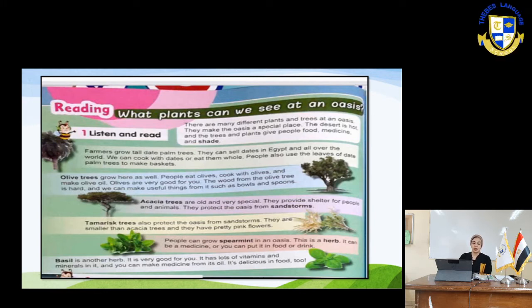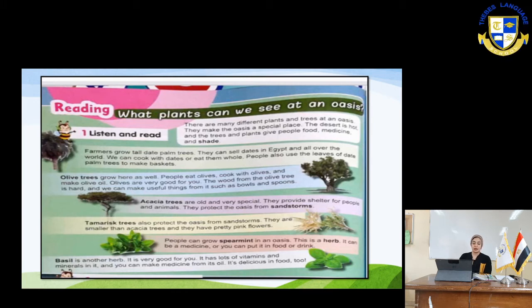Olive trees grow here as well. People eat olives, cook with olives, and make olive oil. Olives are very good for you. The wood from the olive tree is hard, and we can make useful things from it, such as bowls and spoons.